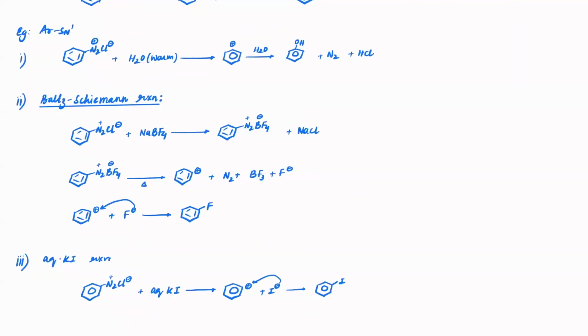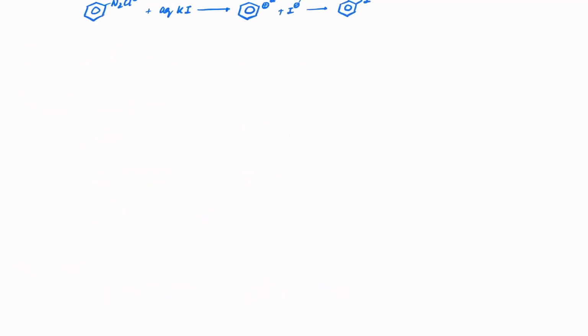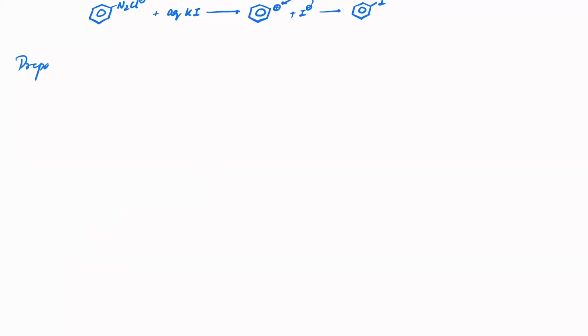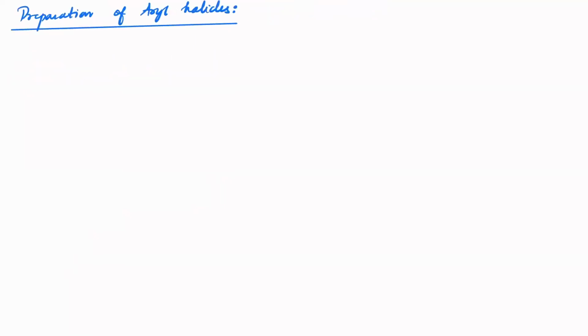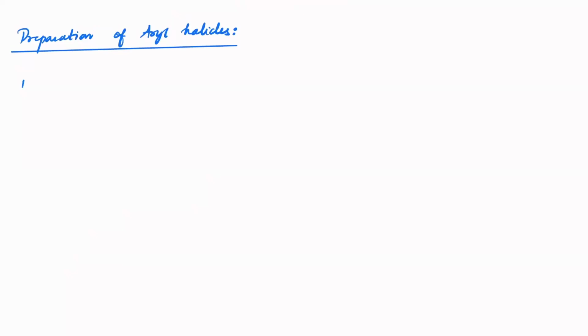Okay. Now let's get into the preparation of aryl halides. So the first one is basic halogenation.